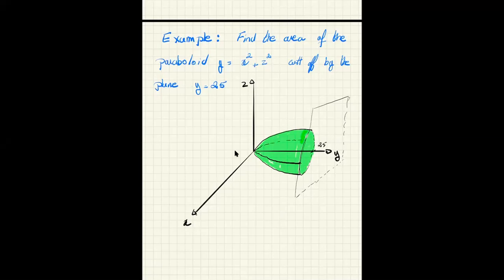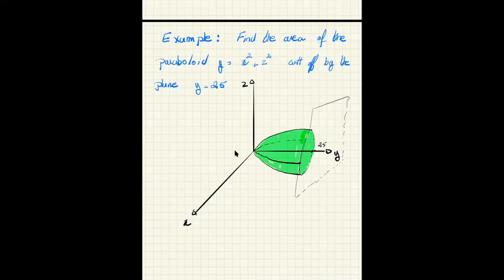Also, what do you do? So you have to find the region D. As is always the case, you have to find the region D. And the region D is always given by when you have to project somewhere.